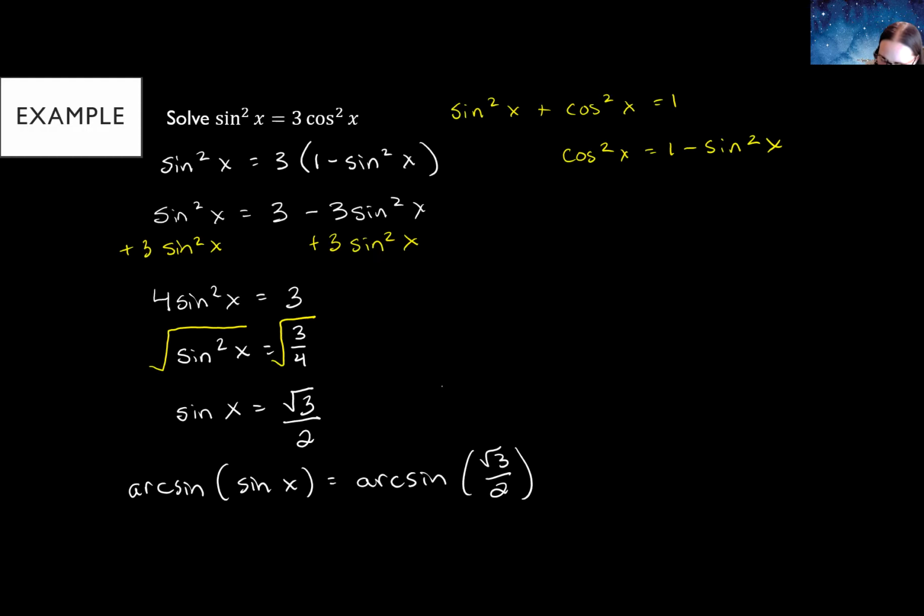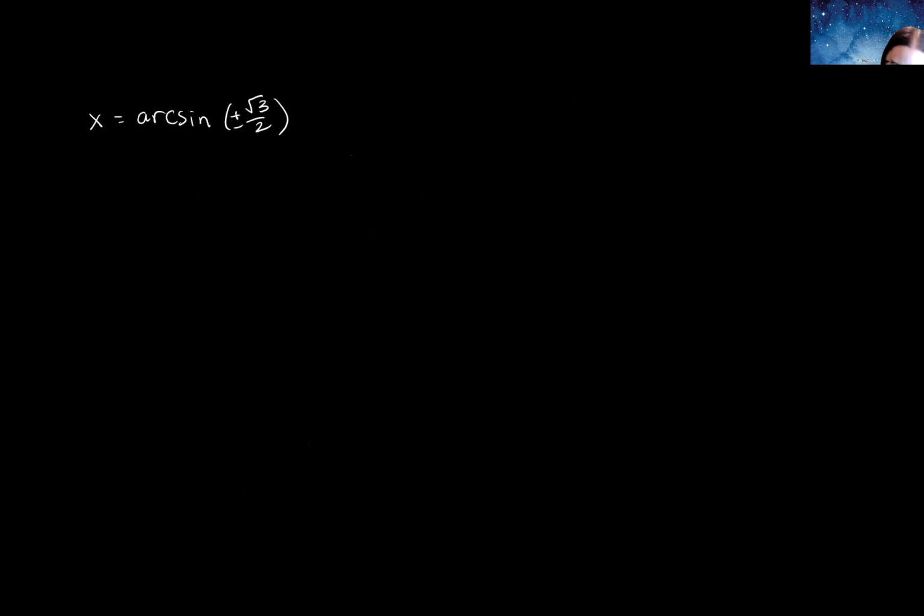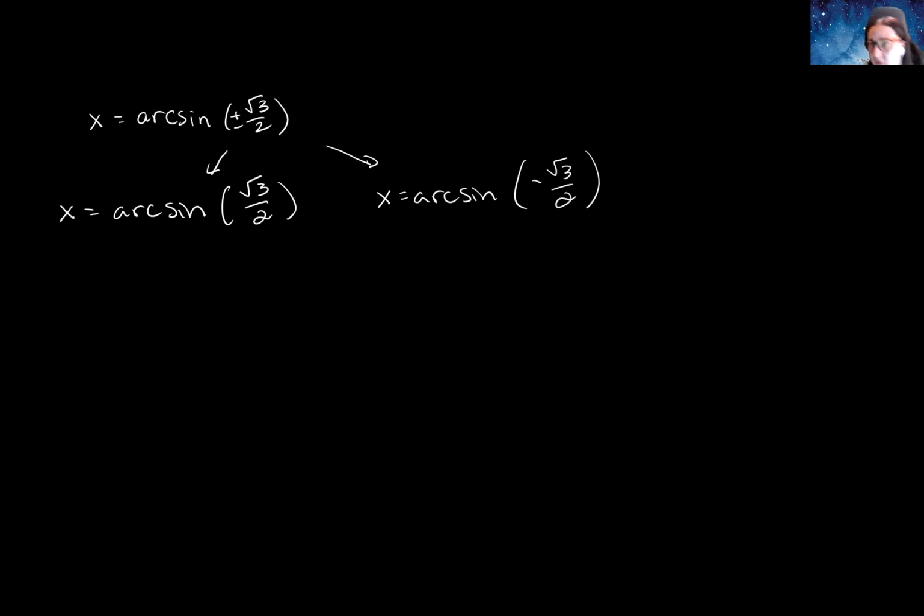And I just realized that I forgot, when you take the square root, you get a plus or minus. So we've got plus or minus square root of 3/2. So we have 2 that we're looking at here. We have x equals arc sine of the positive square root of 3/2. And then we have x equals arc sine of negative square root of 3/2. It's very easy to forget. When you take square roots when you're solving, you get plus or minus. So you do get 2 possible answers here.